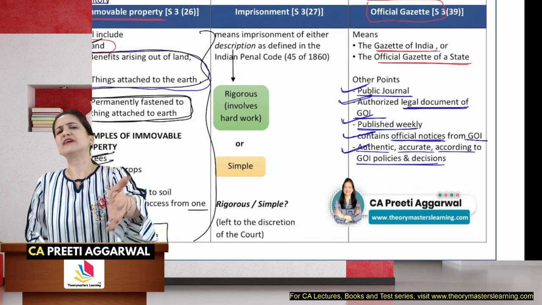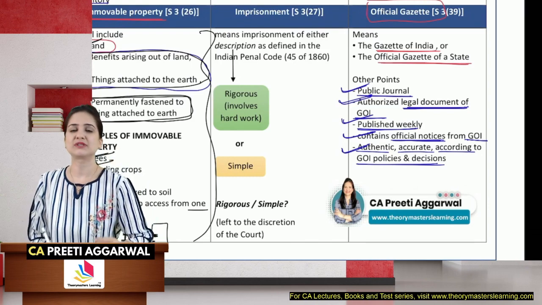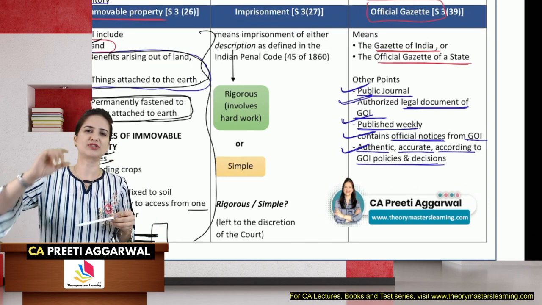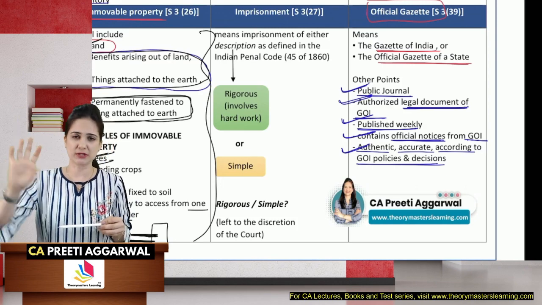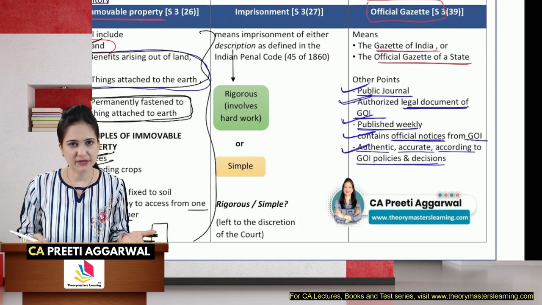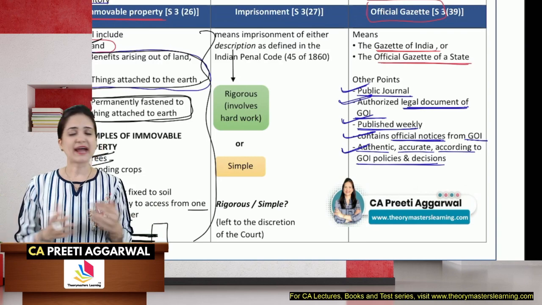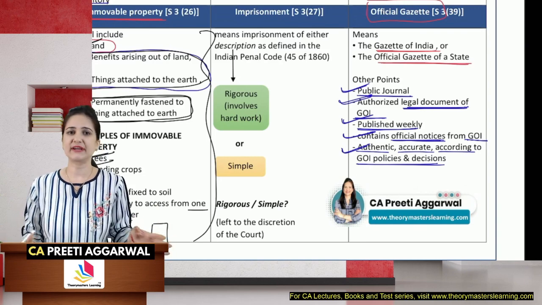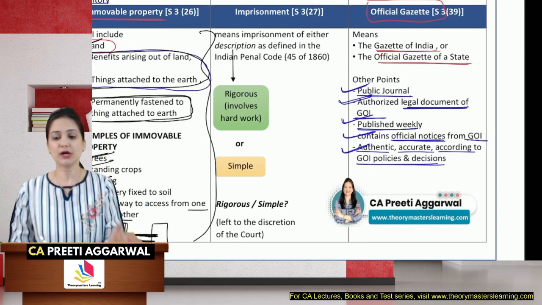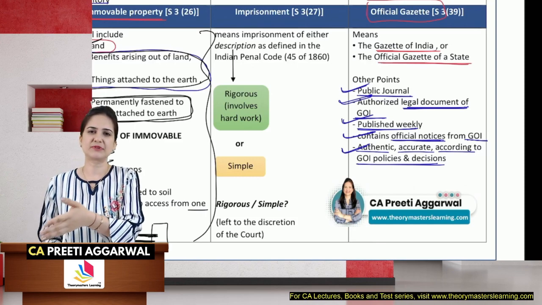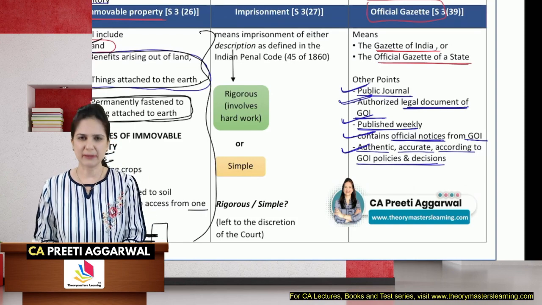Imprisonment. This is one word which we have come across so many times in the Companies Act. Officers in default subject to imprisonment up to 2 years. What kind of imprisonment? Simple or rigorous? Act is not specific about it. They have not defined. It depends on the court. You decide whether you want to give rigorous imprisonment or simple imprisonment.